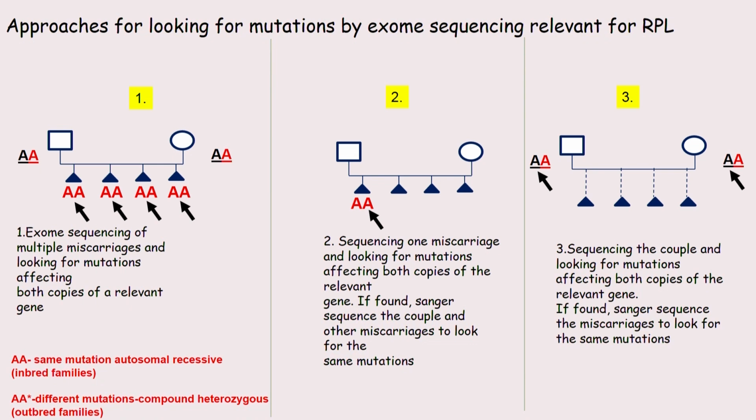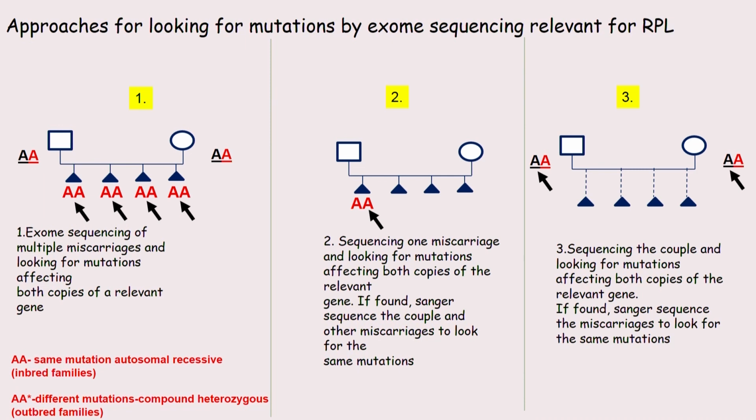each of the parents. The second approach is to just sequence one of the recurrent miscarriages and then look for the biologically relevant mutations affecting both copies of the gene in this one miscarriage, and then do a much deeper Sanger sequencing looking for the specific mutations in additional miscarriages and also the couple.